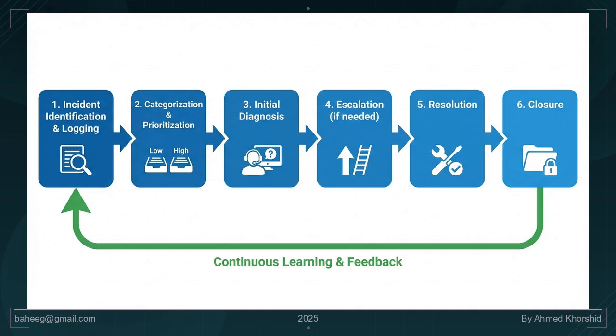A prominent feedback arrow loops from closure back to identification, emphasizing continuous learning. Style: clean, modern infographic with a limited color palette using blues and greens. Lighting: flat, clear design for easy readability. Composition: left to right flow with the feedback loop visually distinct at the bottom.